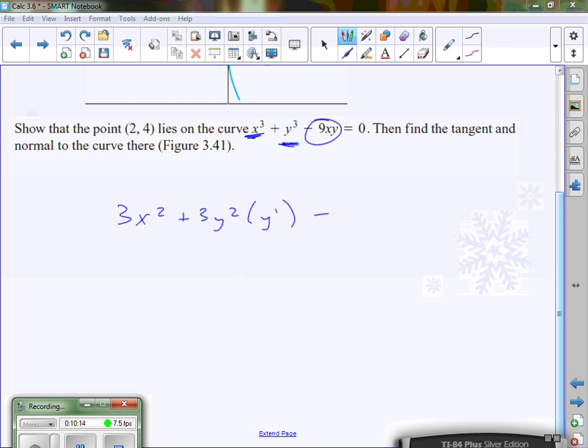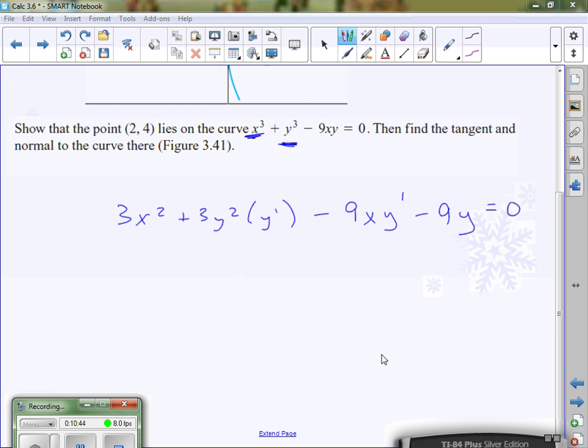All right, if I take the derivative, I'm going to have the 9 x, the derivative of y is y prime. Minus 9, the derivative of x is 1 times y. And the derivative of 0 is 0.